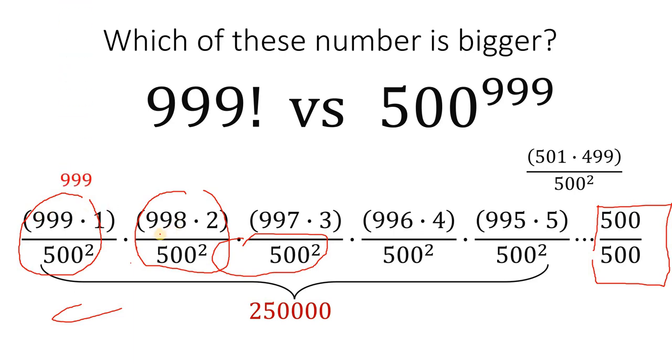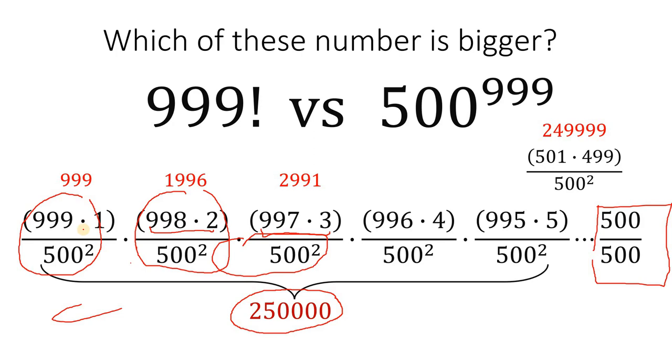Now, what's the product of 999 times 1? This is just 999, of course. How about 998 times 2? This is equivalent to 1,996. How about the product of 997 times 3? This is just 2,991. And the largest product must be equal to 501 times 499, or simply 249,999. So as you can see, our denominator 250,000 is always greater than its numerator.